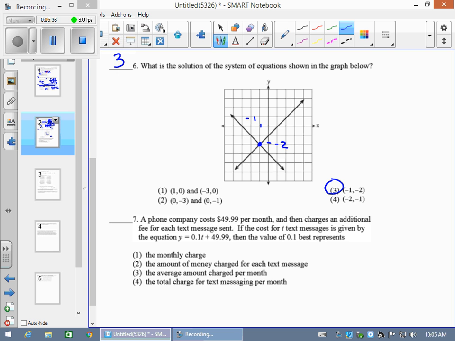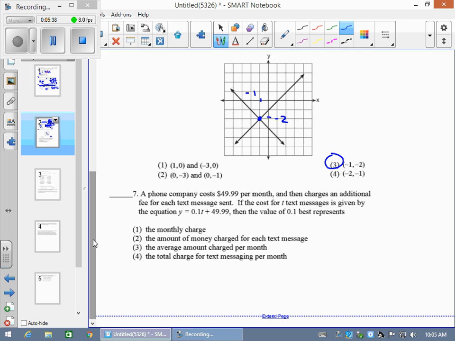Question 7 talks about a phone company, and it costs $49.99 per month, and then charges an additional fee for each text message sent. The cost for T text messages is given by this equation. So Y is my cost, and T is the amount of text messages. It's asking me what is the best representation for the value 0.1. So 0.1 is really the slope, but it's what's multiplying the amount of text messages. So that's going to show the amount of money they're charging me for each text message.